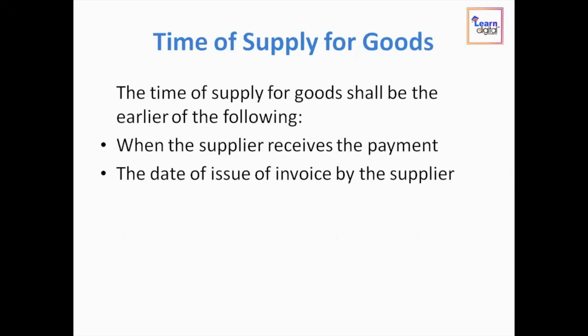Time of supply for goods under GST. The time of supply for goods shall be the earlier of the following. There are two dates, and whichever comes earlier will be considered as the time of supply for goods. Which are those dates? When the supplier receives the payment, if money is received in advance, that is the date. And the second date is the date of issue of invoice by the supplier. Whichever date is earlier is considered as the time of supply for the goods.